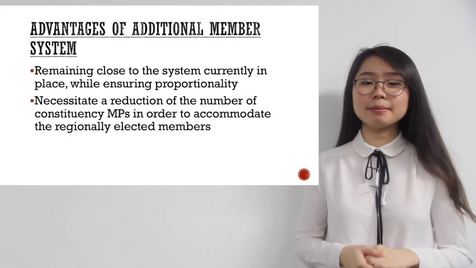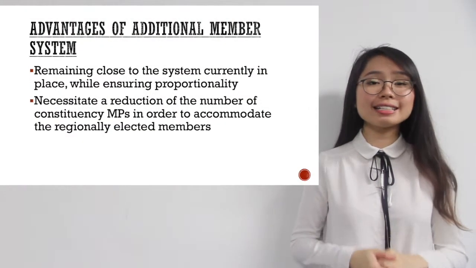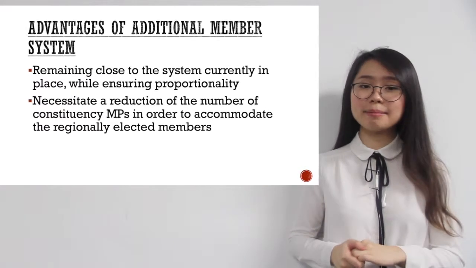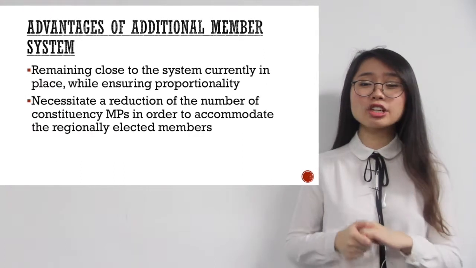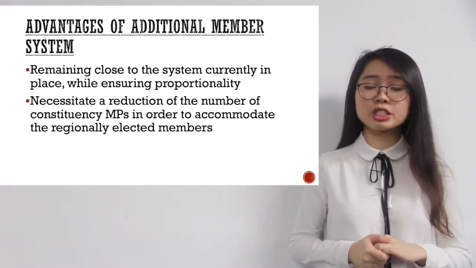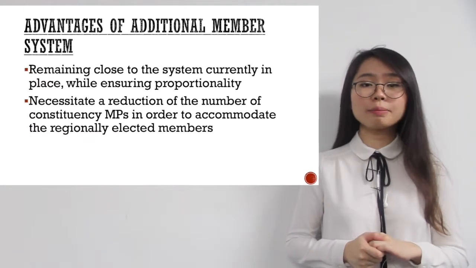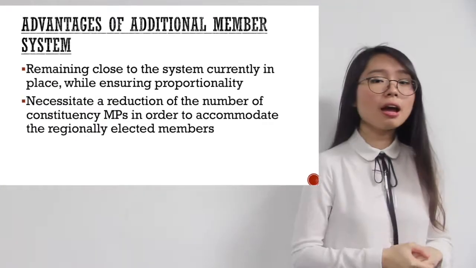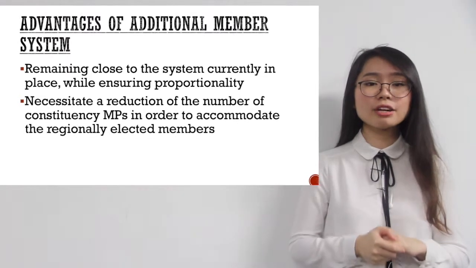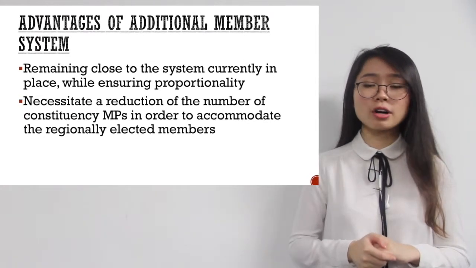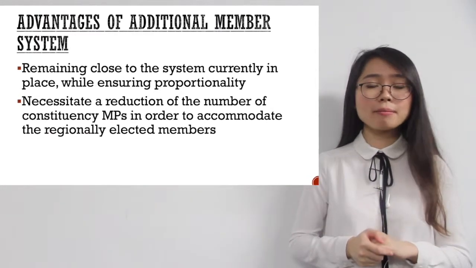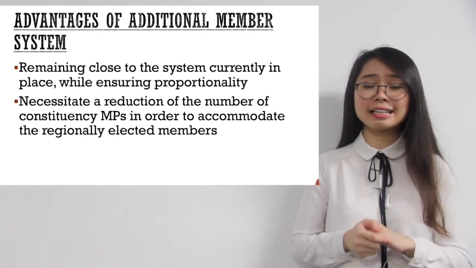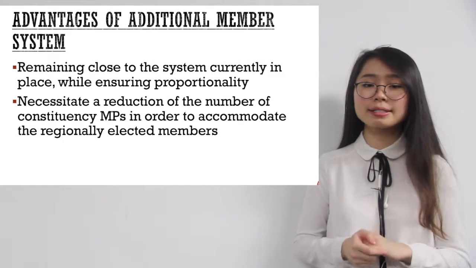Additional member system is the system adopted for the 1999 elections to the Scottish Parliament and Welsh Assembly. It has the advantage of remaining close to the system which is currently in place, while departing from it sufficiently to ensure proportionality. The system would necessitate a reduction of the number of constituencies for the members of Parliament in order to accommodate the regionally elected members.